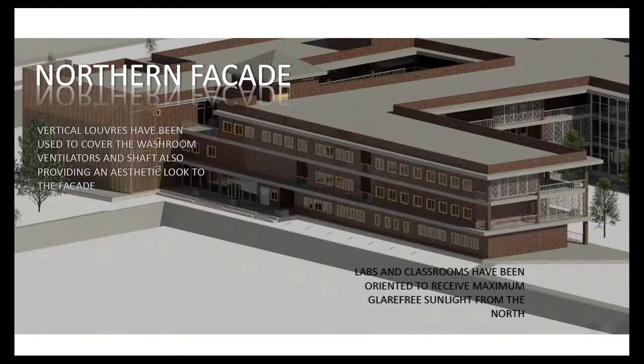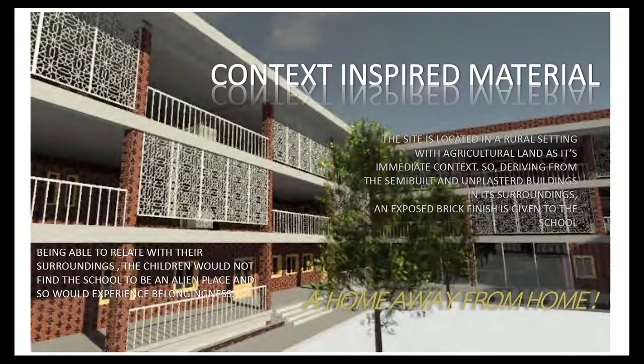Labs and classrooms have been oriented in a way so that they receive maximum glare free sunlight from the north. As the site is located in a rural setting with agricultural land as its immediate context, deriving from the semi built and unplastered buildings in its surroundings, an exposed brick finish is given to the school. Being able to relate with their surroundings, the children won't find the school to be an alien place and so would have a sense of belongingness.